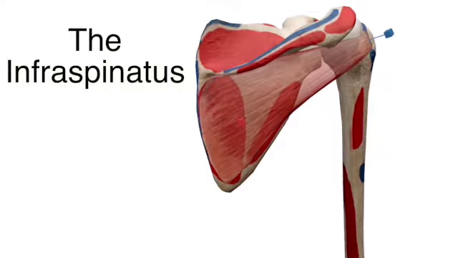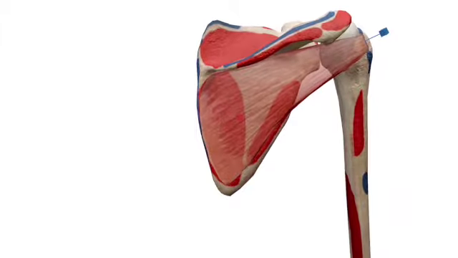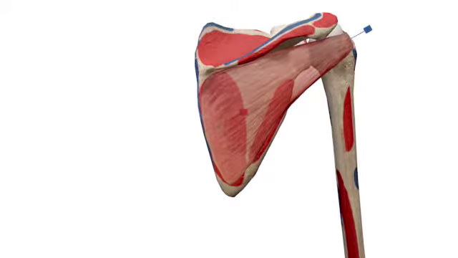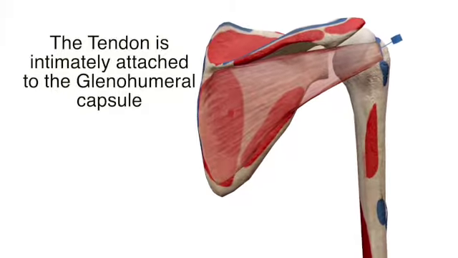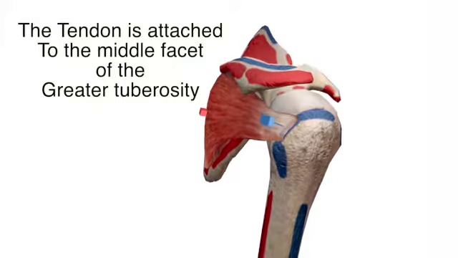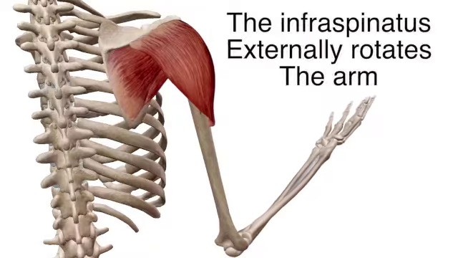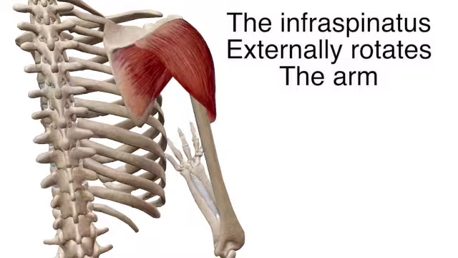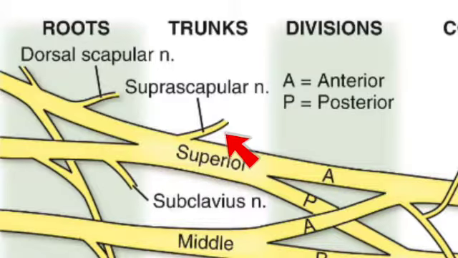The infraspinatus. The infraspinatus is a flat muscle that originates at the infraspinatus fossa. The muscle fibers coalesce into a tendon that is intimately attached to the glenohumeral capsule. The tendon is attached to the middle facet in the greater tuberosity of the humerus. The main function is to externally rotate the arm. It is innervated by the suprascapular nerve, C4 to C6.